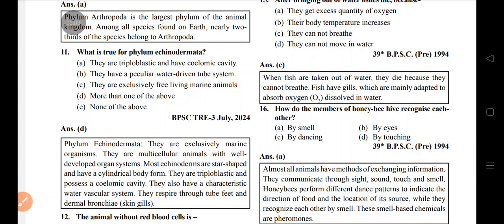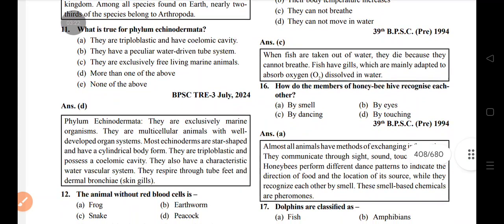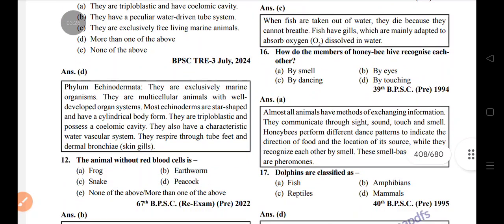Multicellular animals with developed organ systems. Echinodermata are star-shaped, with a cylindrical body, triploblastic, and possess a coelomic cavity. They also have a characteristic water vascular system. They respire through tube feet and dermal branchiae, skin, and gills. Animal without red RBCs: earthworm.